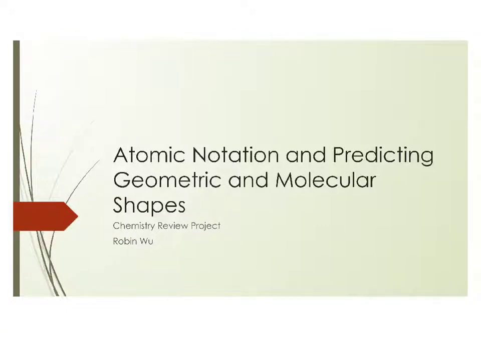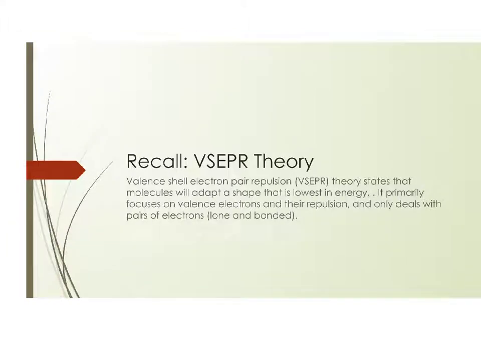Hi, my chemistry review project will be on atomic notation and predicting geometric and molecular shapes. For those who are wondering, this topic was taken from Unit 2, which was called Structures and Properties of Matter. So let's recall the VSEPR theory.